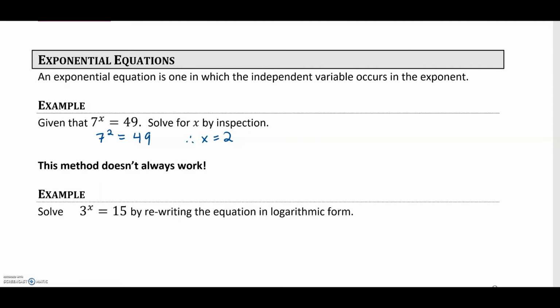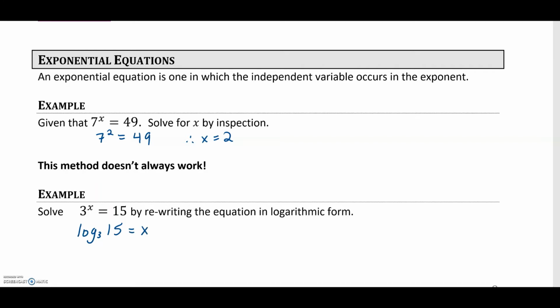So for example, if we were given the problem 3 to the power of x is equal to 15, there's no simple solution that results in raising 3 to a particular exponent to give us 15. For this example, it suggests rewriting the equation in logarithmic form. So we would write this as log base 3 of 15 is equal to x.